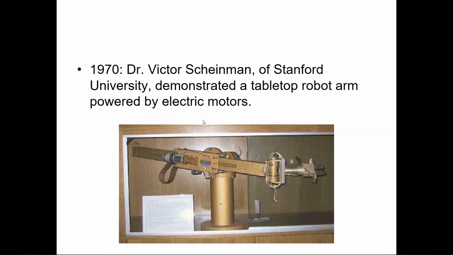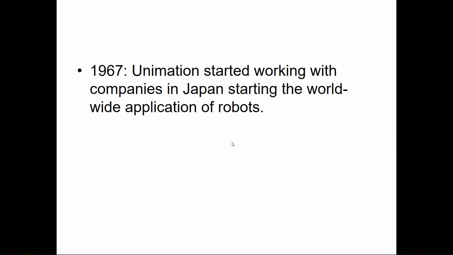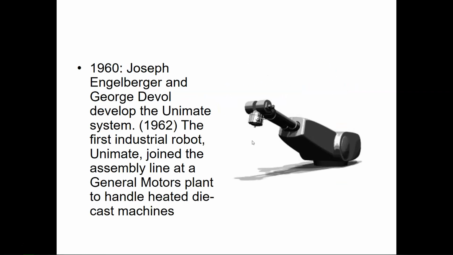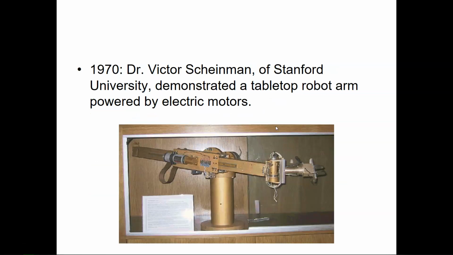So this is a tabletop robot arm powered by electric motors. You go from something big and clunky like this, which is the Unimate, to something a little smaller. It's able to be on a tabletop, and it gets a little more motion to it.